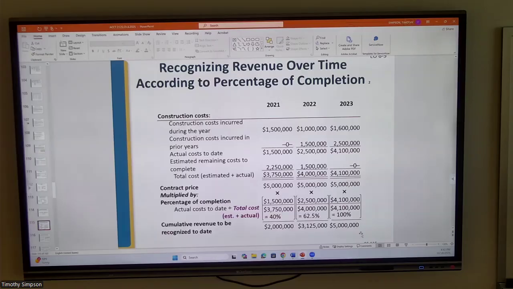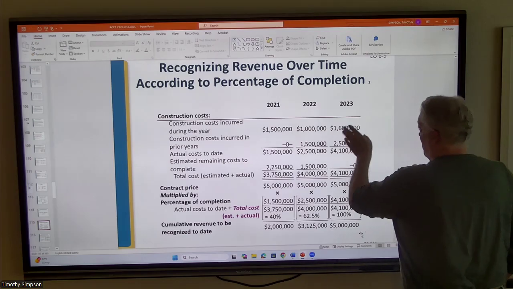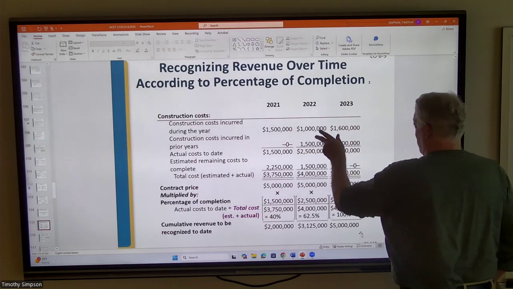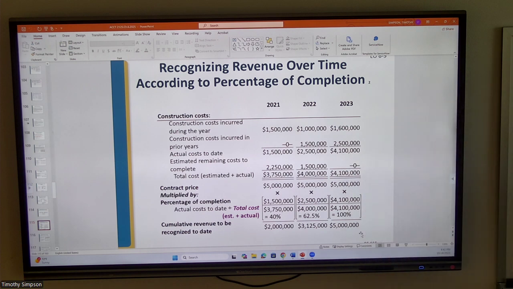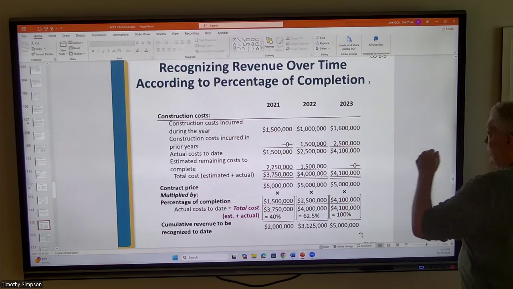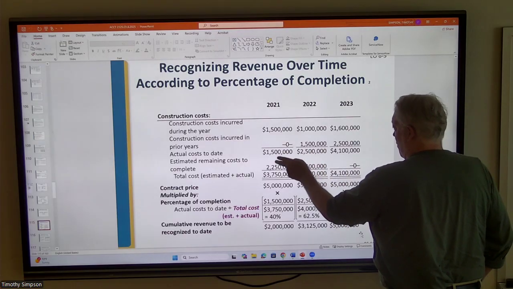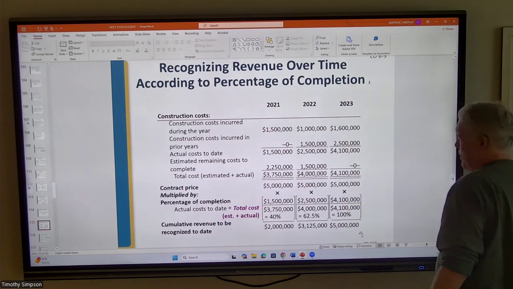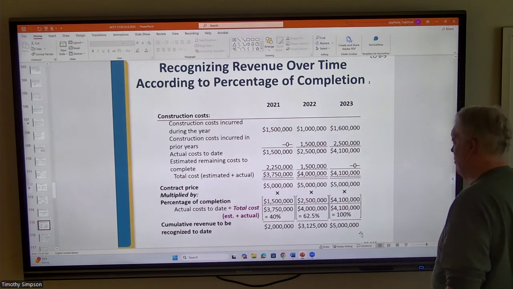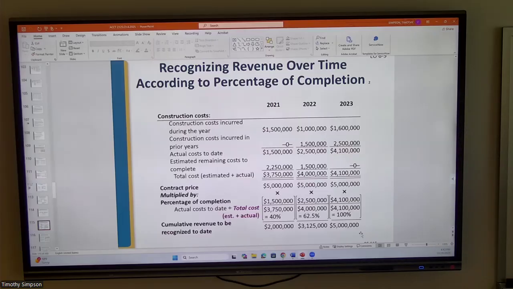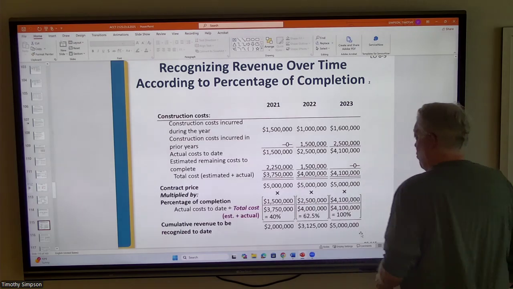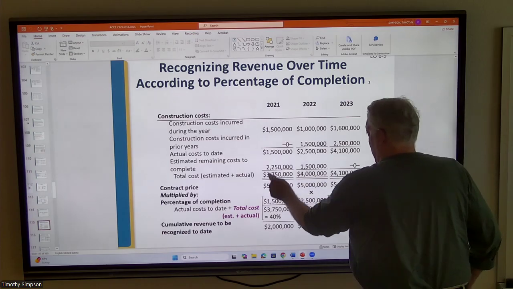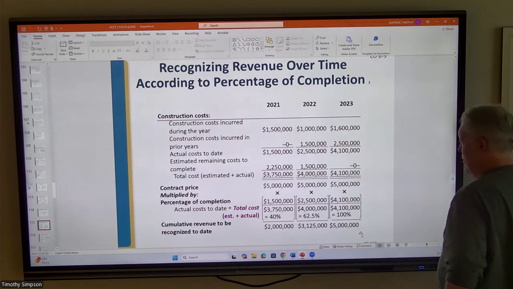So all right, so you got 3 years of this construction contract. We get the costs incurred. We already sort of talked about that. Costs incurred during the year. We're expecting 1.5 plus 1 is 2.5 plus 1.6 is 4.1 million. That's the final cost upon completion. And so as a result, if we think about the fact we got this much remaining, 2.25 million, and the total contract cost estimated plus actual is 3,750,000, then we simply take the contract price times this percentage of completion, which is what? It's this figure here, actual, divided by the total cost that we think.